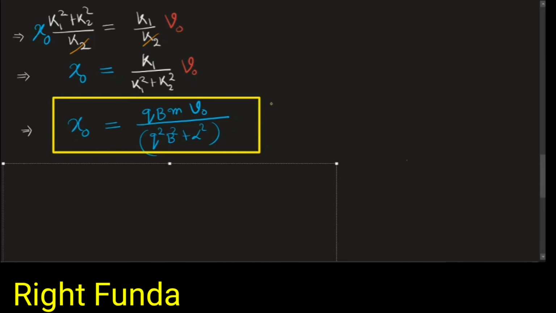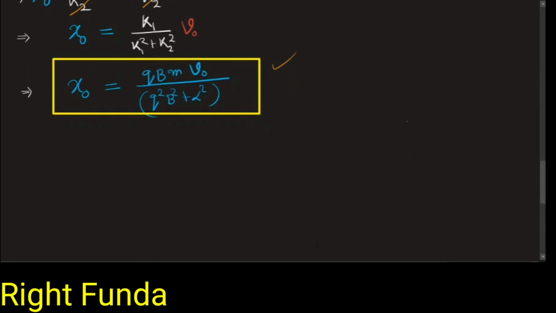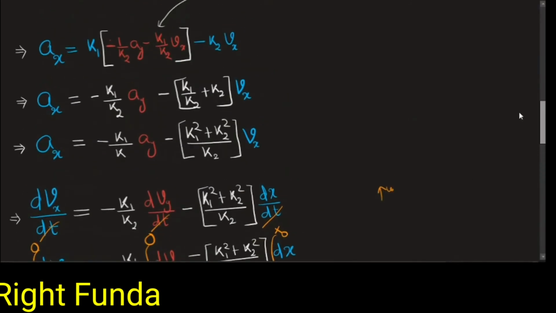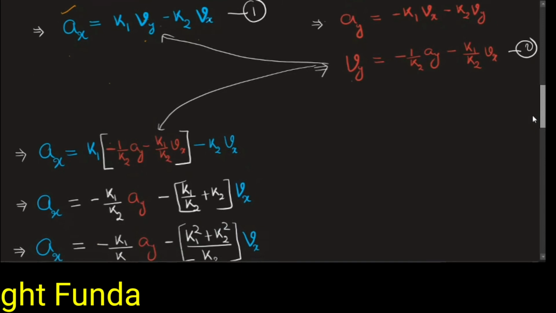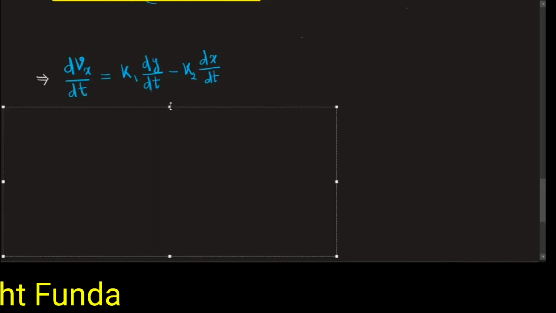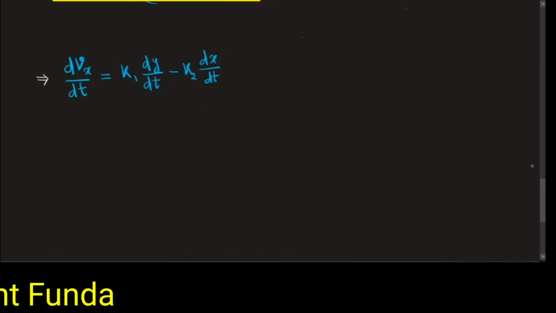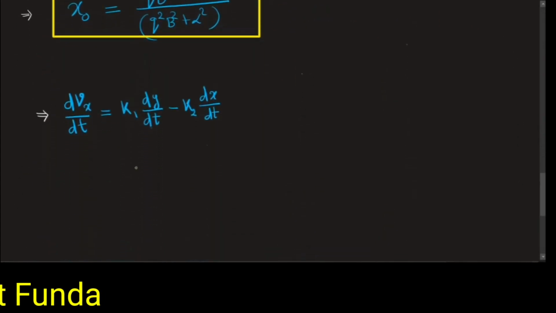The question has asked only for the x coordinate, but nevertheless we can calculate the y coordinate too. To calculate the y coordinate, let's take the equation we wrote once again: Ax equal to K1 Vy minus K2 Vx. In place of Ax, I write dVx by dt, in place of Vy I write dy by dt, and in place of Vx I write dx by dt. I can integrate these equations again, but here dt I can cancel.